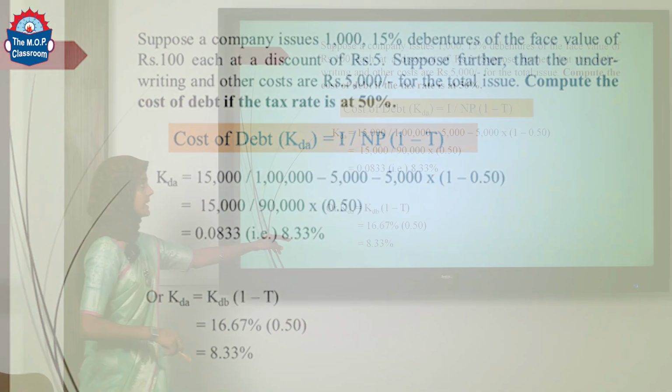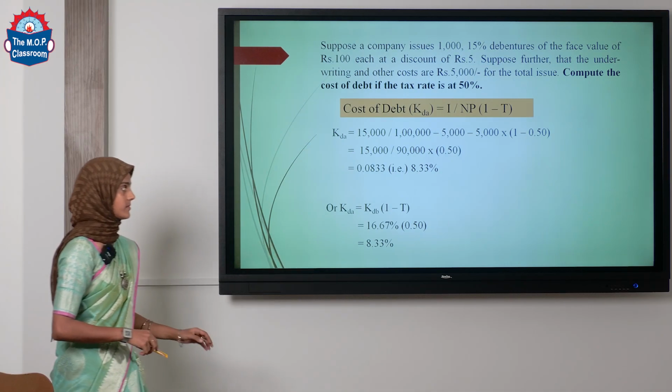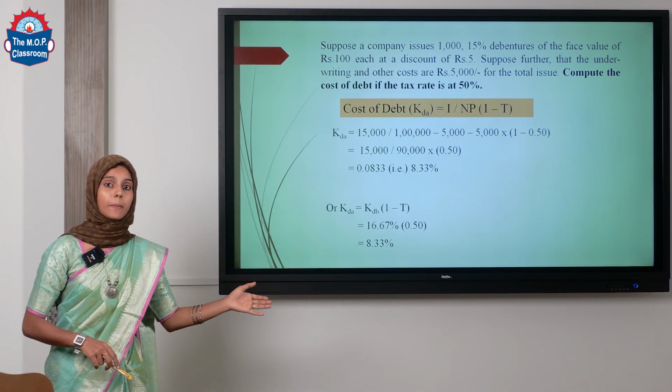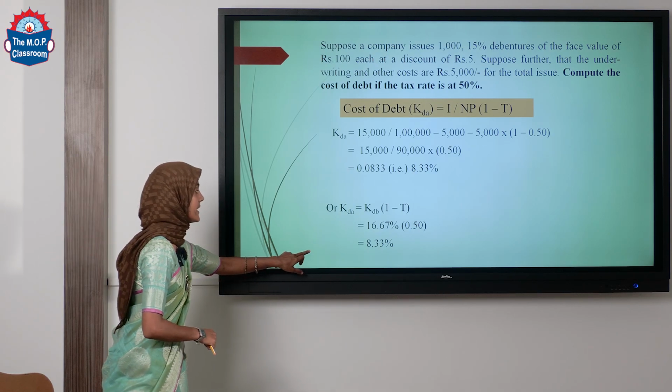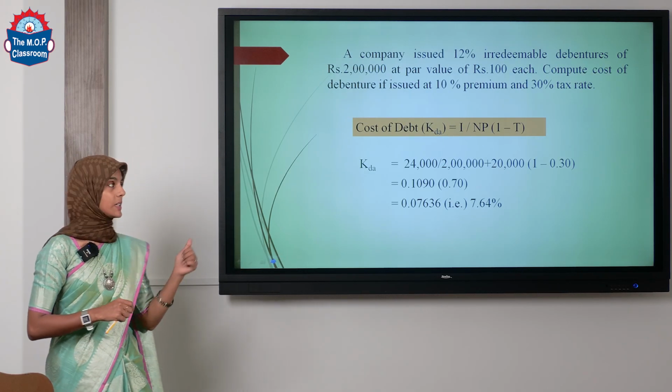It can also be calculated using this method: KDA is equal to KDB into (1 minus T). So, this is the case of irredeemable debentures. Okay, we will see one more example.